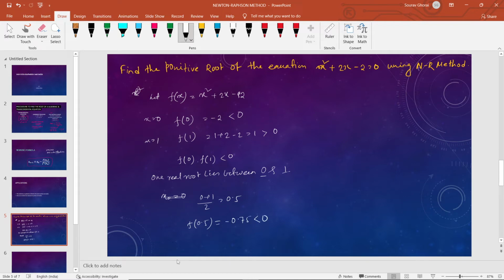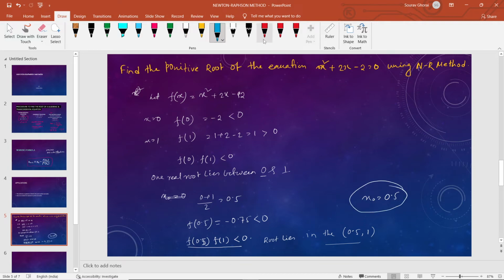Since f(0.5) times f(1) is less than 0, we can say that the root lies in the interval (0.5, 1). So here we can take x0 equal to 0.5. We can choose x0 is equal to 0.5.